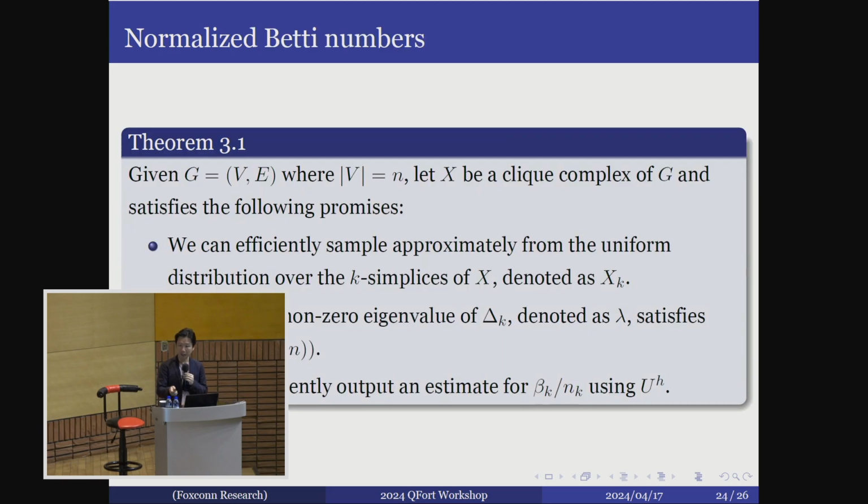Finally, of course, you can apply that to compute the normalized Betti number, and we obtain the same result as the earlier results. The time complexity has a polynomial dependence on the number of vertices. So in a sense we did not improve upon the earlier complexity, but we propose a new method using quantum walk, and in my opinion this is more elegant. Okay, thank you very much.